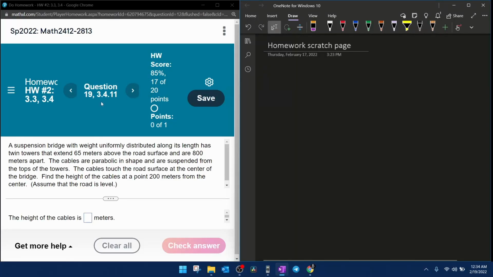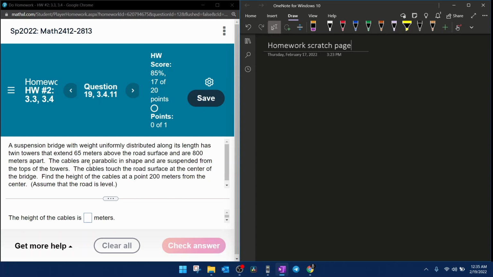Right, here we go. Question number 19 from our Precalculus homework number 2 in MyLab Math. Another word problem. We have a suspension bridge with weight uniformly distributed along its length. It has twin towers that extend 65 meters above the road surface and are 800 meters apart.